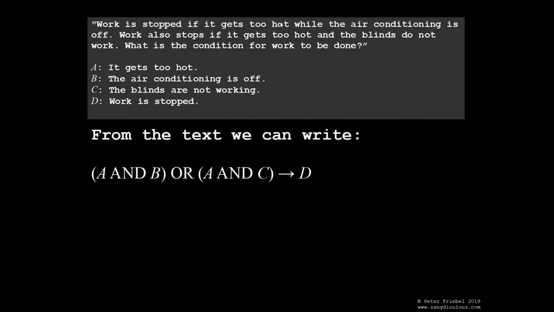Work is stopped if it gets too hot while the air conditioning is off. That is A, it gets too hot, and B, the air conditioning is off. A and B implies that work is stopped. Or work also stops, that's the or, if it gets too hot and the blinds do not work. A, if it gets too hot, and C, the blinds are not working.